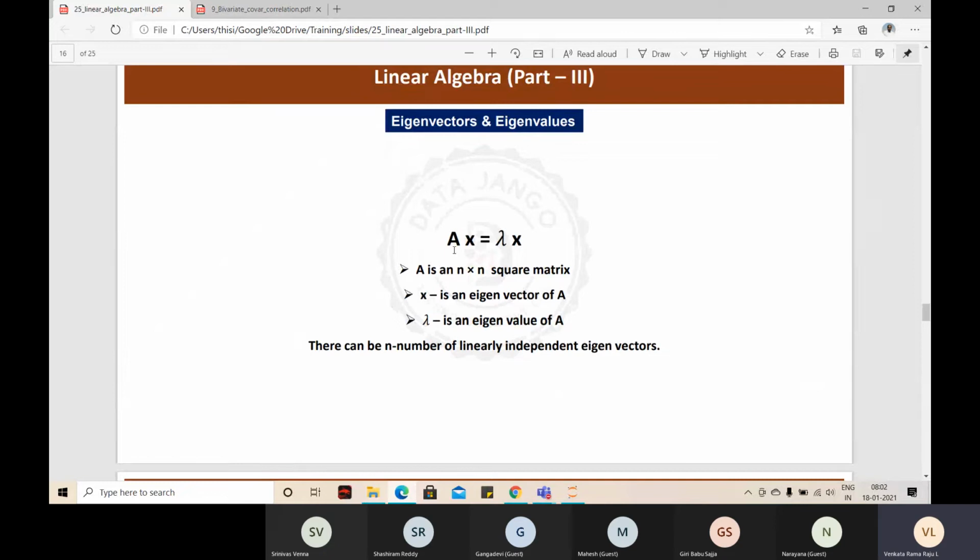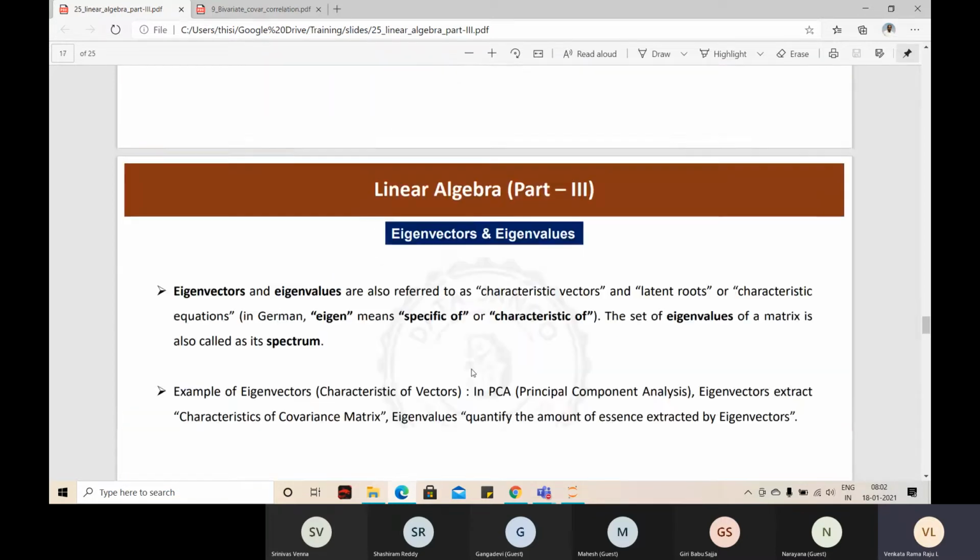So in theory, if you take a matrix A and multiply it with a vector x, and if you take a constant and multiply it with the same vector, if both give you the same result, then you can call that x an eigenvector and lambda an eigenvalue. In mathematics, you take a matrix, multiply it with a vector, and take the same vector and multiply it with some number. If you get the same result, then you can say x is an eigenvector of A and lambda is an eigenvalue of A. Okay, let us see.